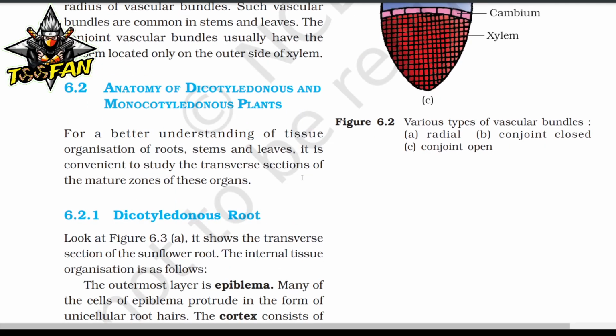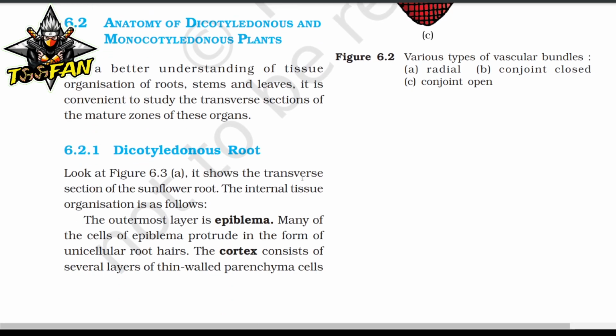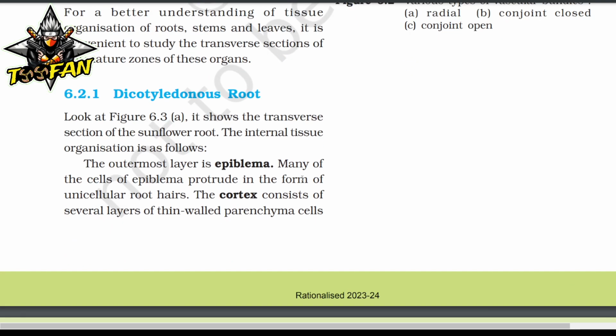Now, anatomy of dicotyledonous and monocotyledonous plants. For a better understanding of tissue organization of roots, stems and leaves, it is convenient to study the transverse section of the mature zones of these organs. Dicotyledonous root. The figure shows the transverse section of the sunflower root. The internal tissue organization is as follows.